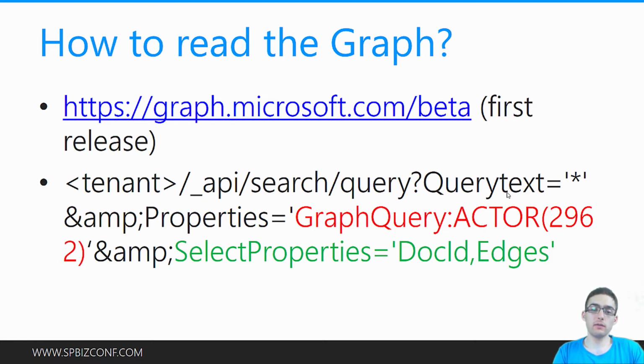And then you can add two things. In the properties option, you can add graph query colon and then your graph query. After that, you can also select different properties from the graph by specifying select properties.